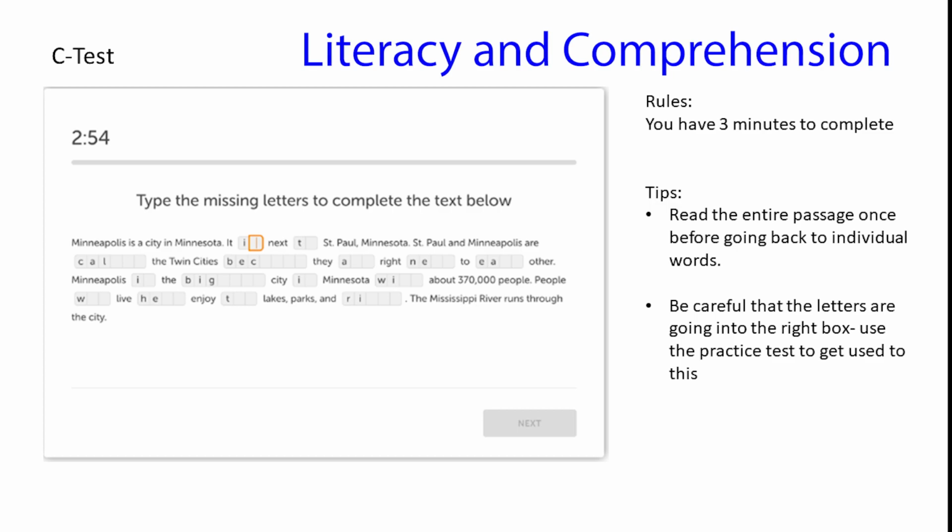Regardless of the difficulty of the passage. So, for tips, you should read the entire passage once before going back to individual words. As you read, you can type in what you think the words are. Then go back and try again. Be careful that the letters are going into the correct box.